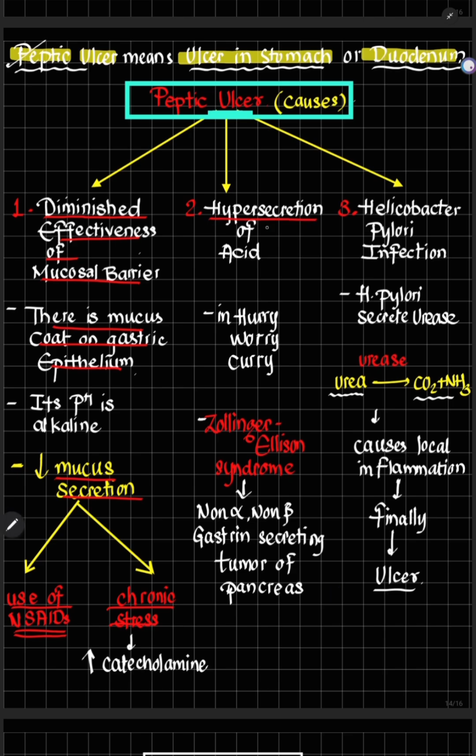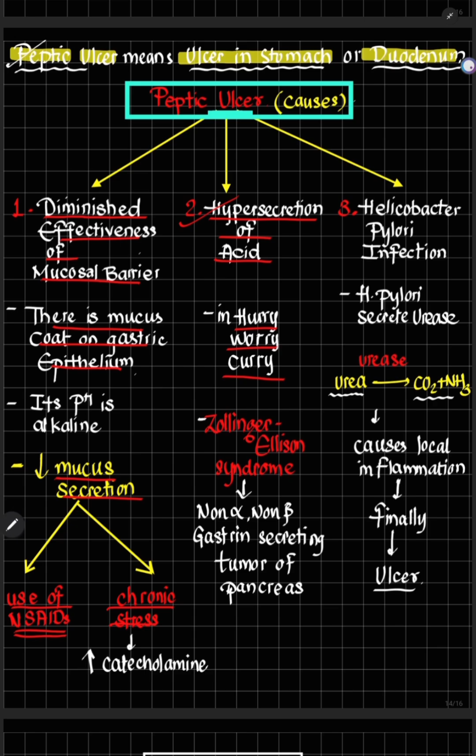The second reason for peptic ulcer is hypersecretion of acid. As we all know, HCl is secreted due to the influence of gastrin. Gastrin is a hormone. So due to the influence of gastrin, HCl secretion increases. Why is there hypersecretion of HCl? There may be three reasons: hurry, worry, and curry. This is a very famous mnemonic we use here. If we eat in a hurry, if we eat in a tense situation, or if we eat too much spicy food, it causes hypersecretion of acid.